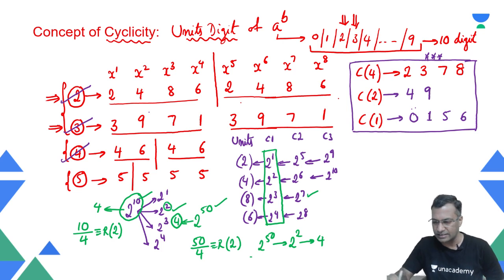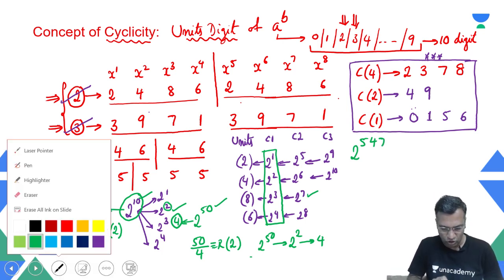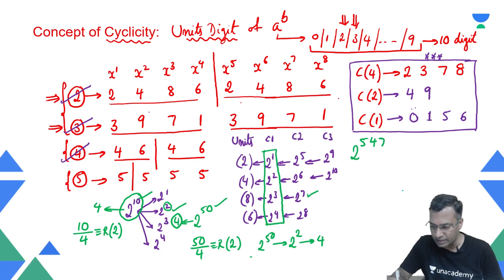Okay, let me take another example here. What is the unit digit of 2 raised to power 547? Simple, guys. You look at this 2 here at the bottom, sorry, the base. The cyclicity is nothing but 4. You look at this particular power 547 to be divided by 4 to figure out what is the remainder there.